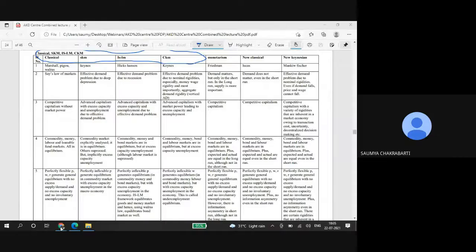The table, participants? Can you see the table? Yes, sir. Okay.